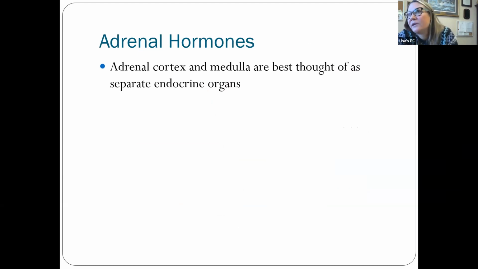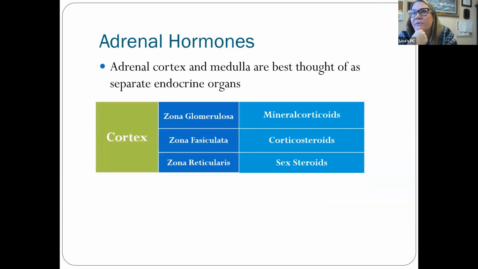Even though we group the cortex and the medulla together, I think it's better to think of them as separate organs, because embryologically they come from very different places, have different cell types, and function very differently. We've gone through the 3 layers of your cortex. Your glomerulosa is where your mineralocorticoid, aldosterone, is produced. Your fasciculata is your cortisol, and your reticularis is your sex steroids, with the primary one being DHEA, which can of course be converted to androstenedione. I'll show you that whole profile in a minute.